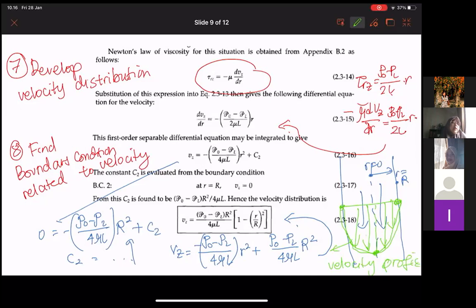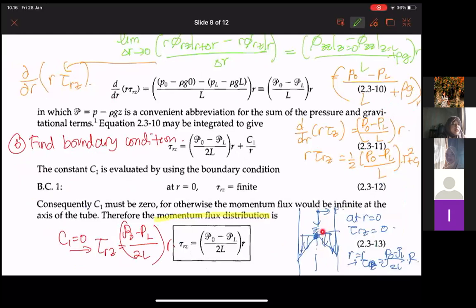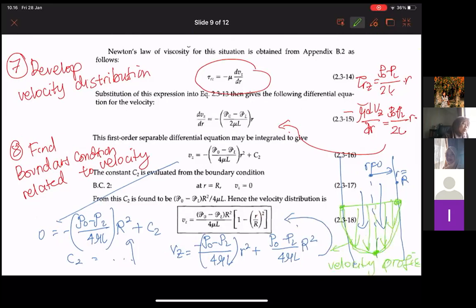Okay, so in a circular pipe, the maximum velocity would be on the axis, and the minimum velocity, of course, would be on the wall, which is equal to 0. And in contrast with that, the momentum flux would be 0 on the axis, and would be the maximum on the wall. Okay.